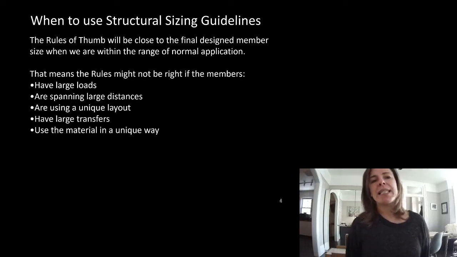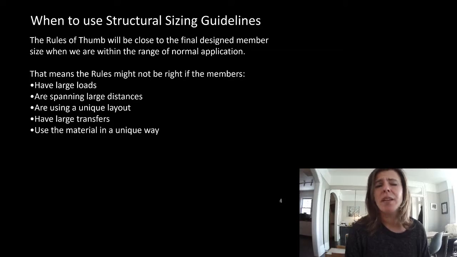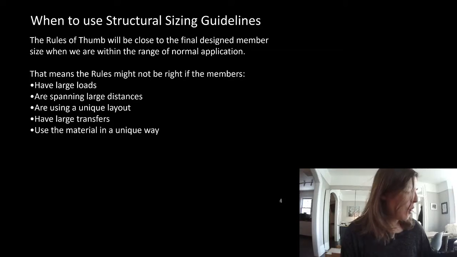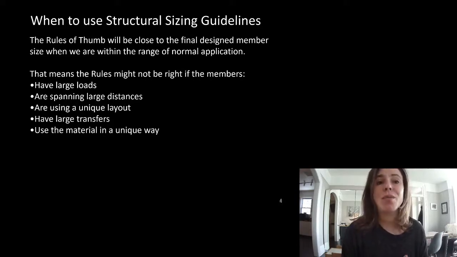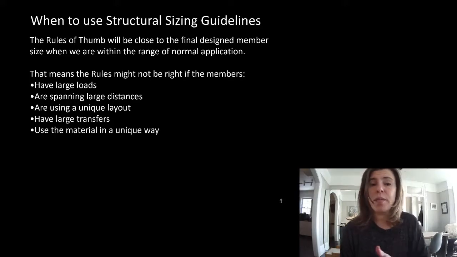You might look at that and say, well, my sizing guideline tells me that needs to be a W410, but that load is huge. It's picking up 1, 2, 3, 4, 5, 6 stories of load. Maybe we want to beef that up a little bit. Maybe we want to make it, you know, a W610 or something more than that.